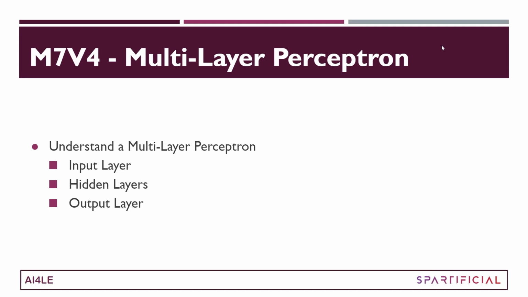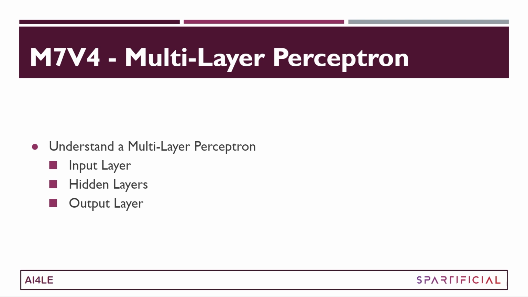Hi everyone, welcome to the fourth video of Module 7. Here we are going to learn about the multi-layer perceptron and study the different layers that come together to build this whole multi-layer perceptron. Typically, we'll be talking about the input layer, hidden layers and the output layer.